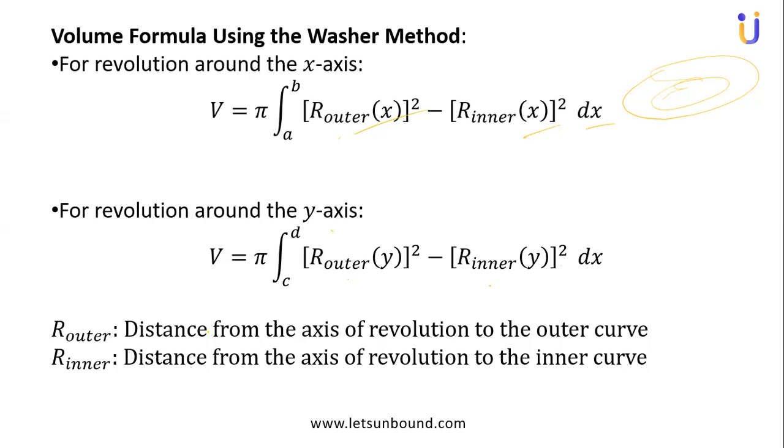How to find r outer? It is the distance from the axis of revolution to the outer curve. This is your axis, so from this to this outer curve, and this to this inner curve. That distance is r outer and r inner.